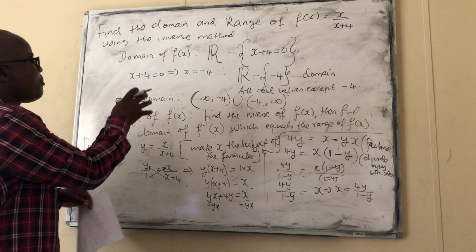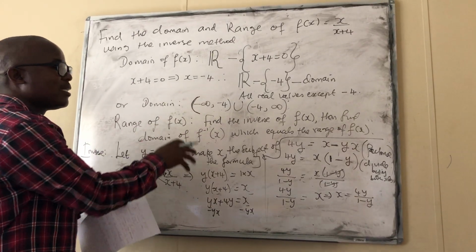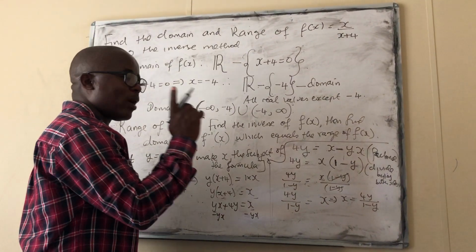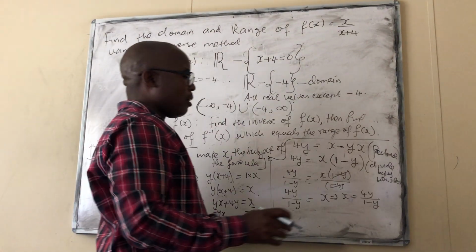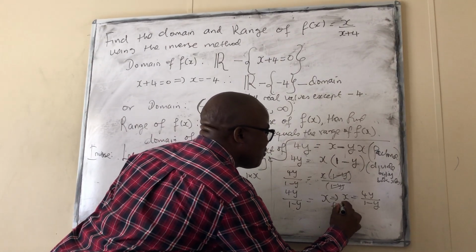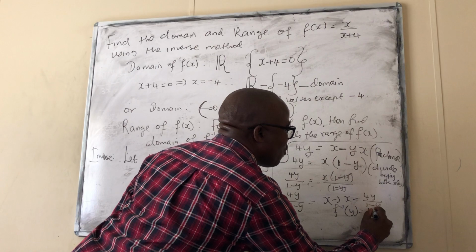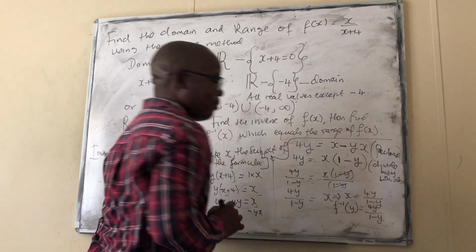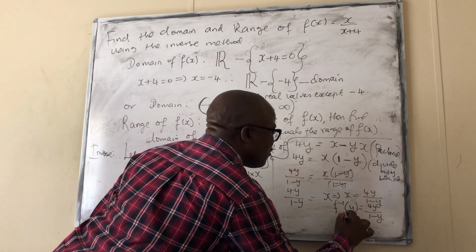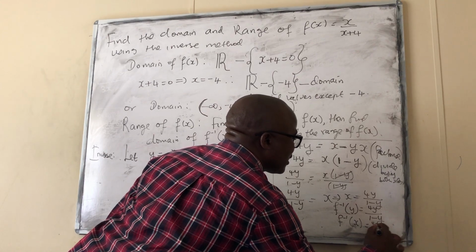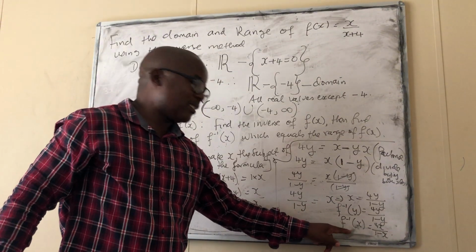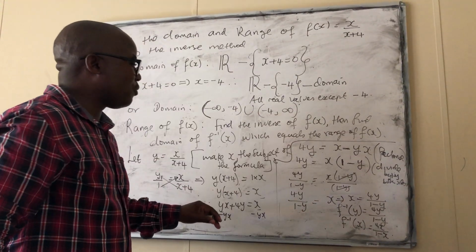This is what we are being asked to find: the value of x, or to make x the subject, which means there should only be one x in our formula. So this is the only x. When you get here, you write this as f inverse of y equals 4y over 1 minus y. Change the y variable to x. So this will be f inverse of x equals 4x over 1 minus x. So this is the inverse.